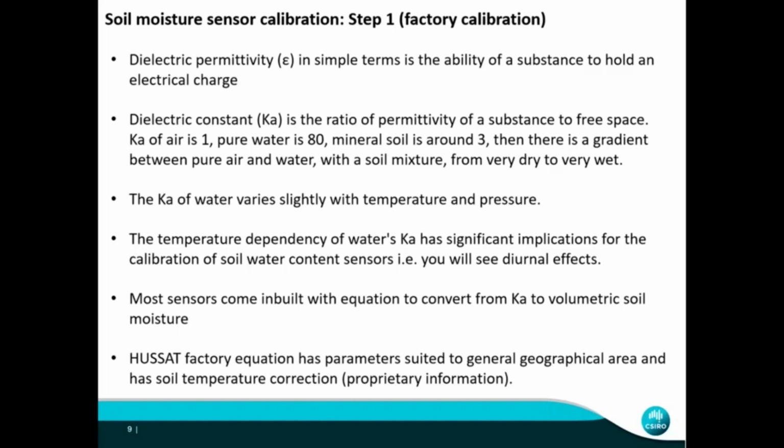HUSAT have got their own calibration. It's proprietary information, so I'm not going to share that. But Paul Hutchinson is in communication with them, and it's suited to this particular area. So for the Boorowa area, there is this particular equation, and it has a soil temperature correction in there as well.